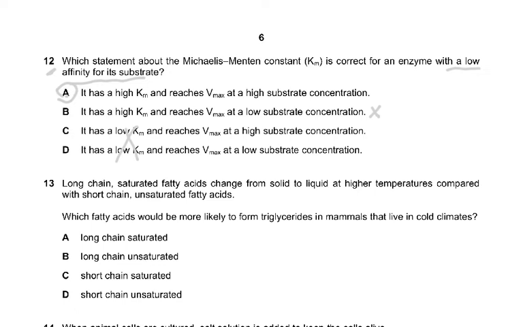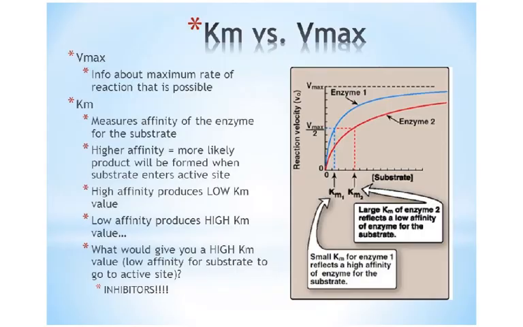Now I'm just going to explain this to you. First of all, what is Vmax and what is Km? Vmax is the maximum rate of reaction that is possible. So this is the Vmax that we see here. So enzyme 1, enzyme 2, then we calculate the half Vmax and see where it cuts the graph, and so this is Km1 and Km2. You can see Km1 is less. So a smaller Km for enzyme 1 reflects a higher affinity of the enzyme. Smaller Km, higher affinity. A larger Km for enzyme 2 reflects a low affinity of the enzyme for the substrate.